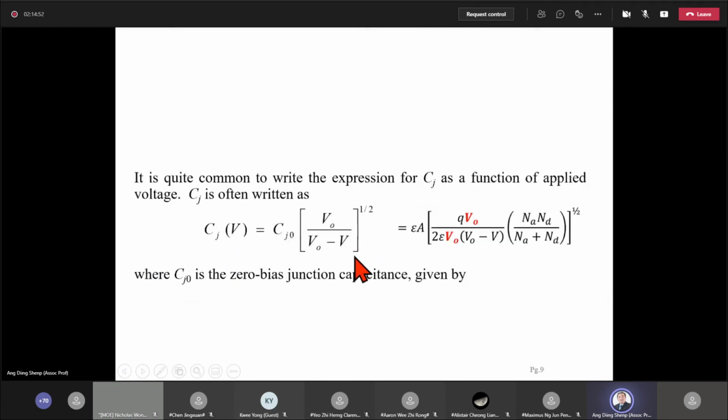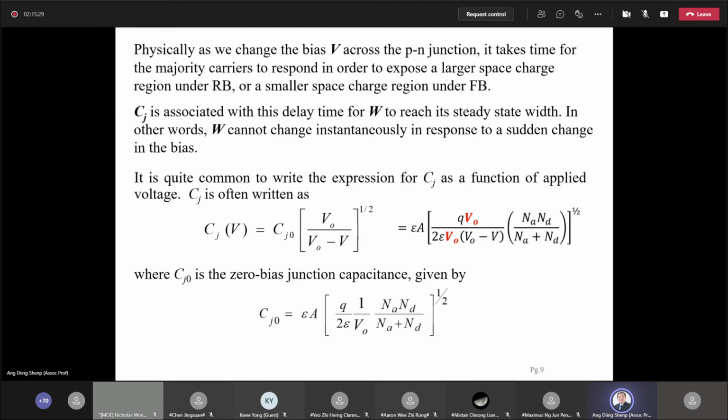Now, if I include the V0 in the numerator and the V0 in the denominator, I can then group the square root of V0 over V0 minus V separately, and the remaining terms that I have left actually represent the junction capacitance at 0 bias. You can easily see that if you manipulate the algebra slightly. So this is the alternative way of expressing CJ in terms of CJ naught. But it doesn't change the original expression. So this is the CJ naught. As you can see, when VA is 0, or when the external voltage V is 0, you only have this term V0 here.